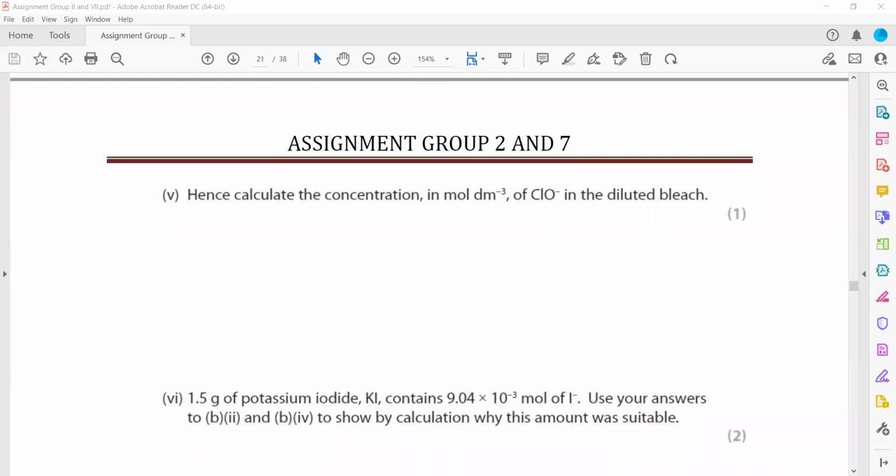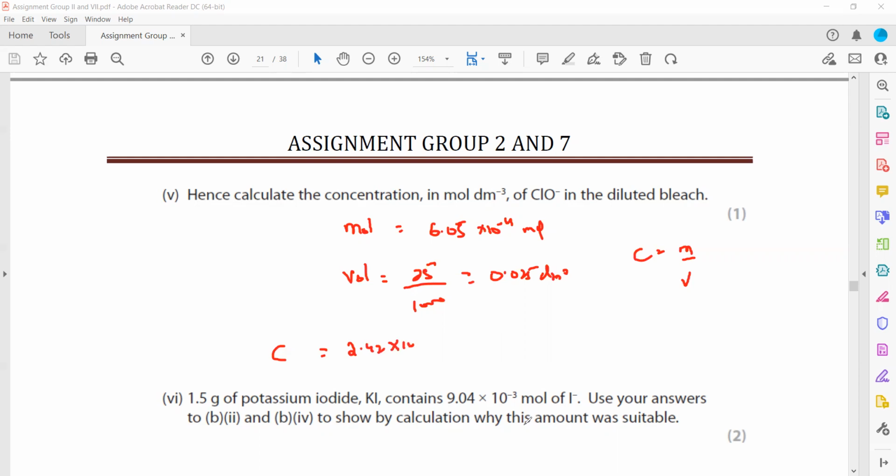Moles we already calculated, 6.05 × 10^-4. So moles of ClO were 6.05 × 10^-4, and the volume was 25 cm³ divided by 1000, so 0.025 dm³. To get the concentration, that is moles by volume, when we divide the two, we'll get the concentration, which will come out as 2.42 × 10^-2 mol per dm³.